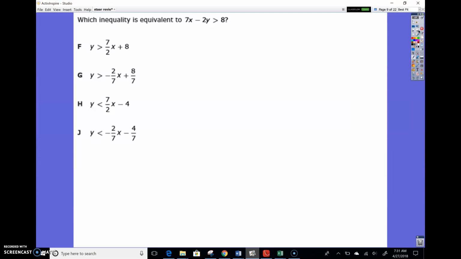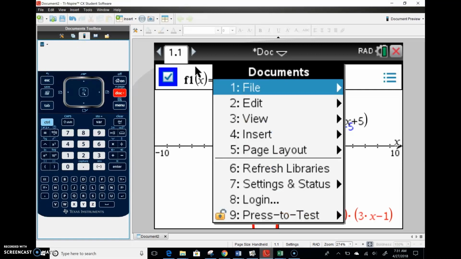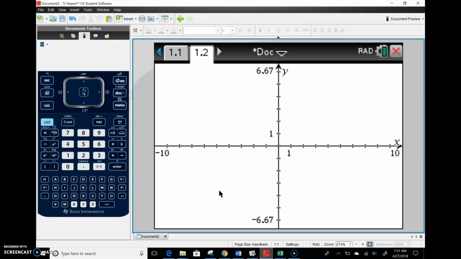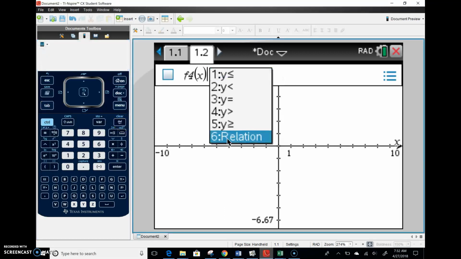You can do the same thing with this one, but because it's not f of x, you're going to use relations. I will show you how to do this one also. So let's just add a new graph. And for this one, I'm going to go tab. Delete. Tab. Delete. I'm going to hit relations.